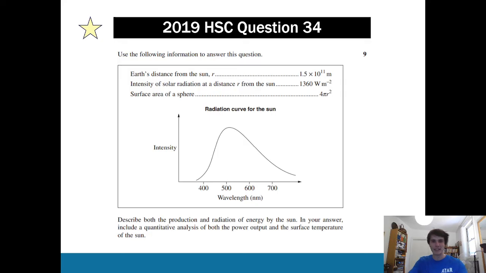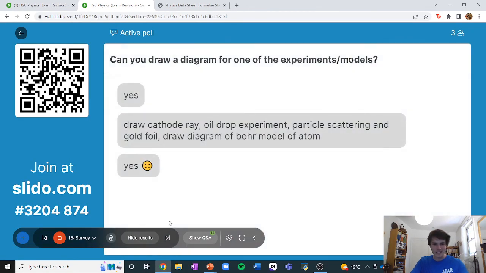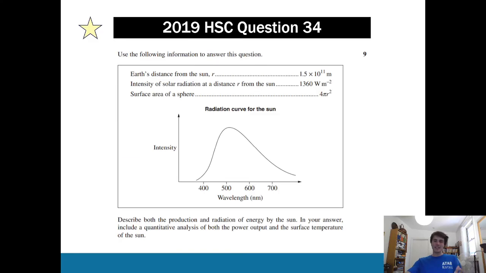So, for example, let's take a look at this question here from the 2019 HSC. I forgot that this was a question. Draw a diagram? Yes, we can. Thank you to the person who included the smiley face. I'm glad that you are so supportive of which diagrams we can draw. Let's have a go at this question here.